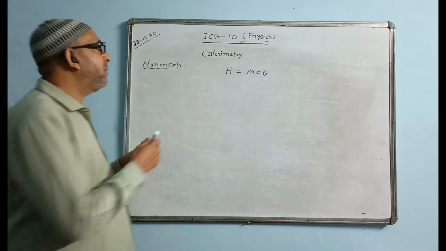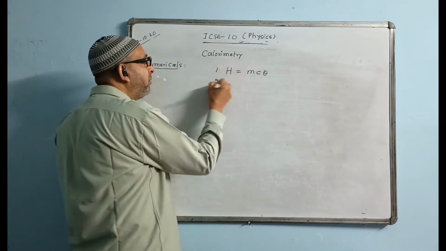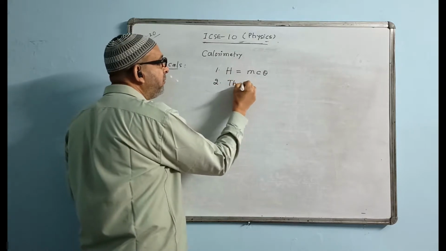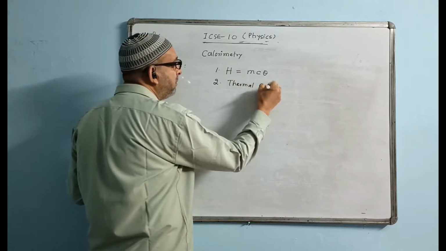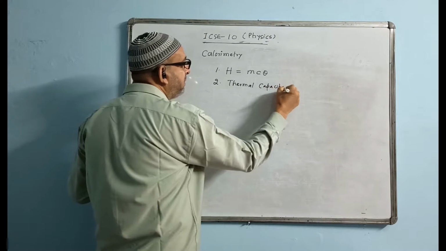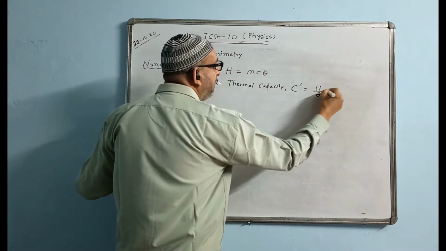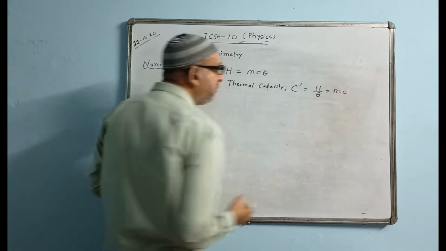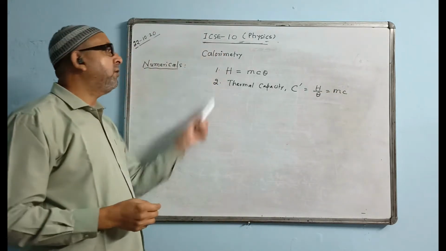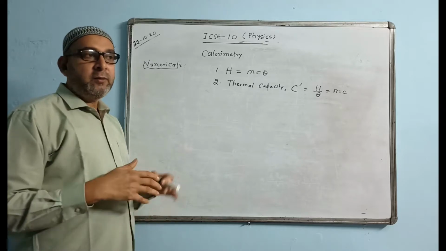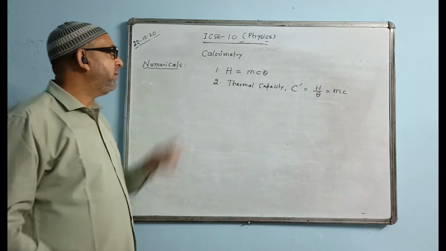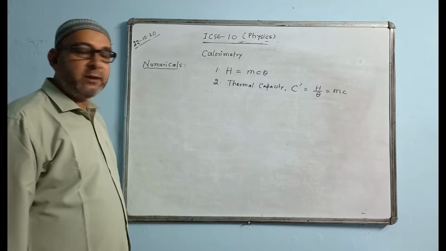So this is formula number 1, and formula number 2 is thermal capacity. Thermal capacity is denoted by C dash. The formula is H upon theta, or m c, mass into specific heat capacity. So these are the two formulas only. According to the reduced syllabus, only two formulas are there.